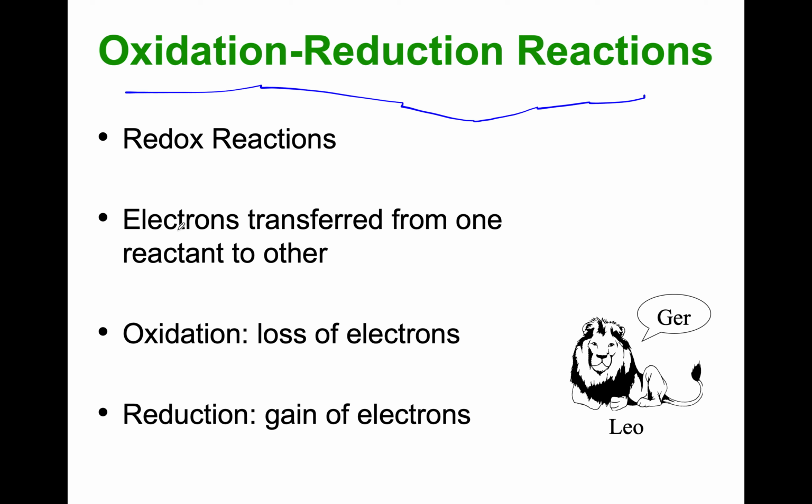So this is electrons being transferred. The definitions: oxidation is a loss of electrons, and reduction is a gain of electrons. So Leo the lion goes grr.